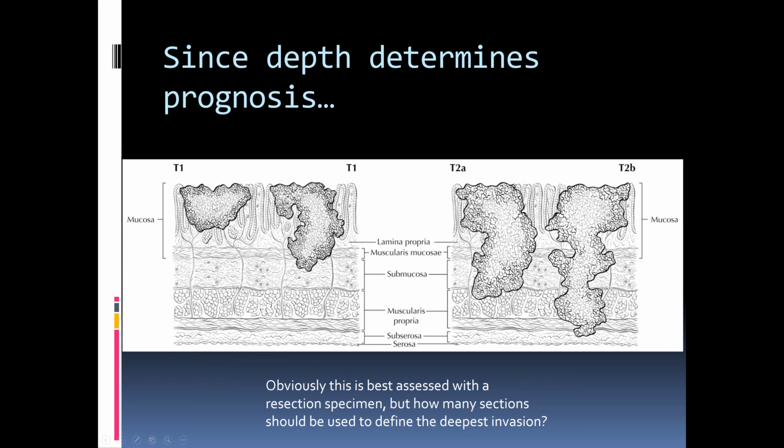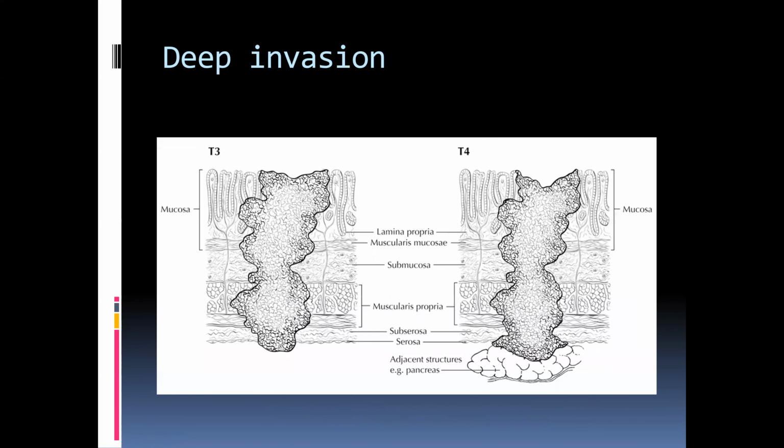Obviously, T1 confined to the mucosa. T1B is where it invades the submucosa. T2 is beginning into the muscle. T2B is nearly through the muscle, and so forth. So these are the things that you want to remember are your important landmarks for depth of invasion. T3, you're involving the serosa, and T4, you're involving any adjacent structures.